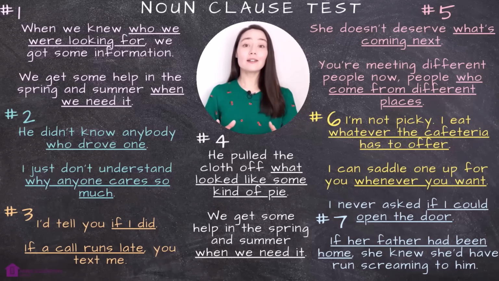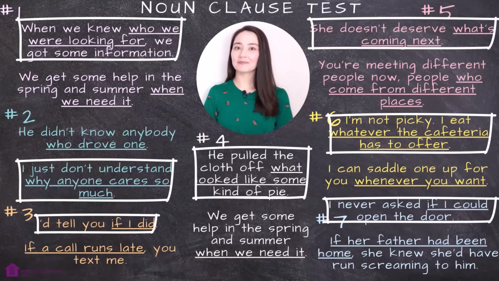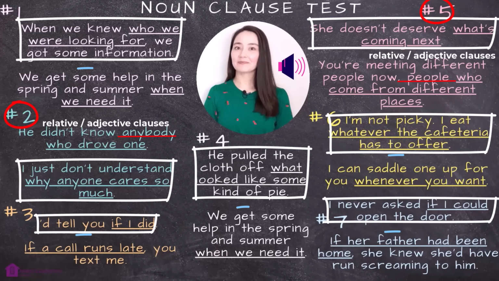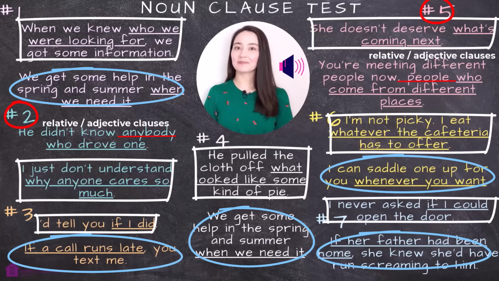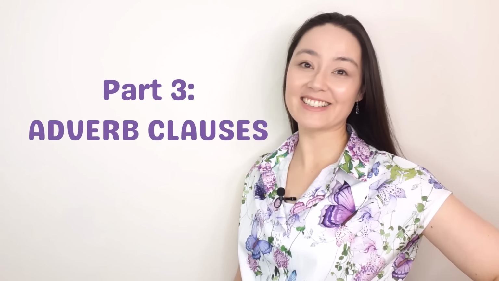Okie dokie, here are the answers. Okay, in questions 2 and 5, the other sentences are relative adjective clauses. We looked at that earlier in this course. We are describing anybody and people. The other clauses are, what do we have left? Yep, adverb clauses. So much information again. But let's move on to adverb clauses.